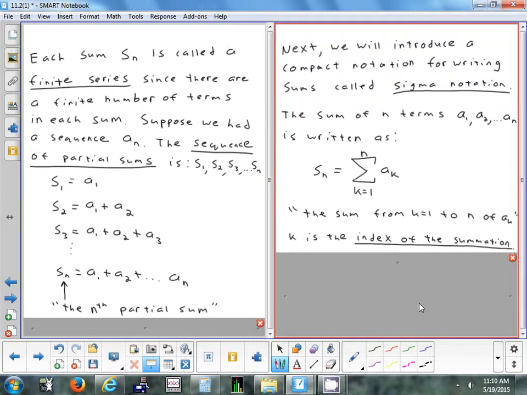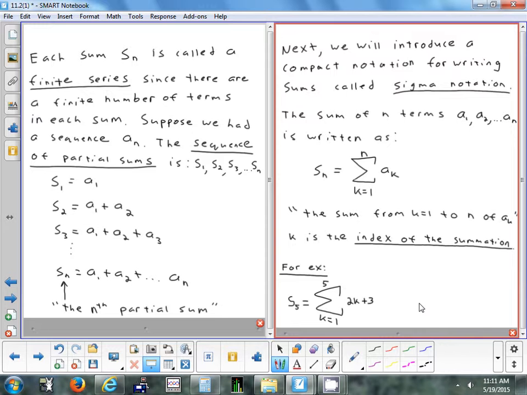Okay, so the number on the bottom is where you start. On the top is where you're going to stop. And on the right-hand side here, you're going to have a formula. The formula is going to use the same variable you do on the bottom. Okay, it could be something like 2k plus 1. Okay, so here's an example.